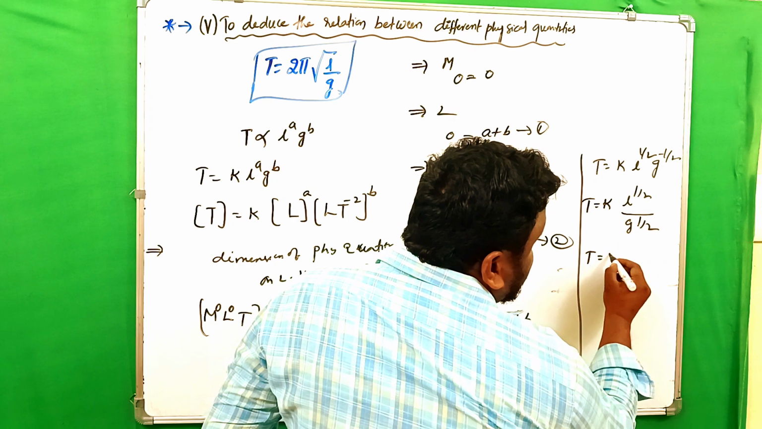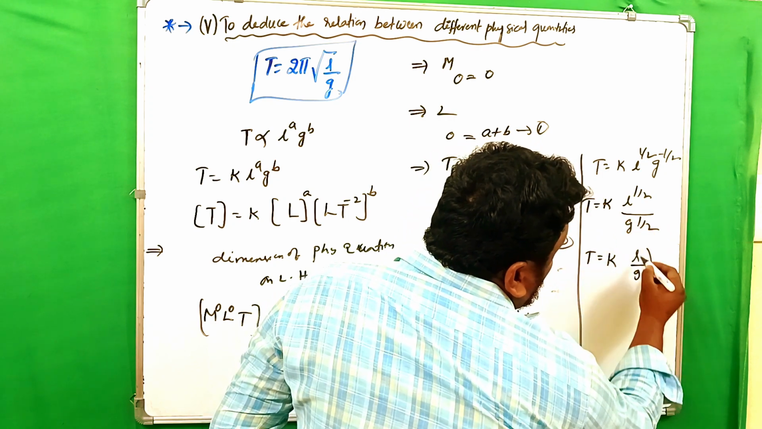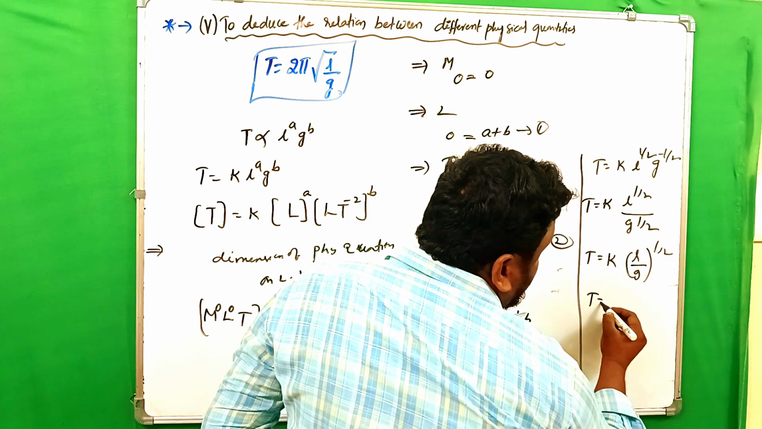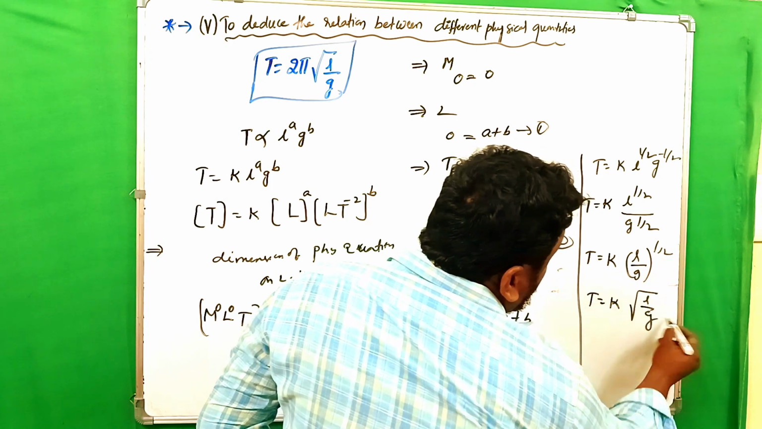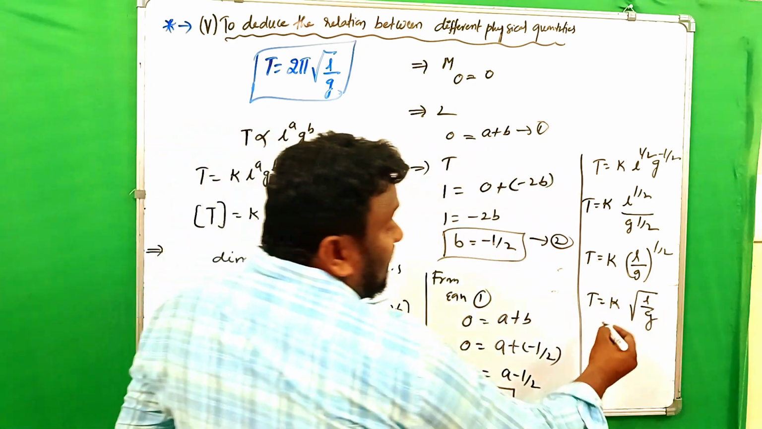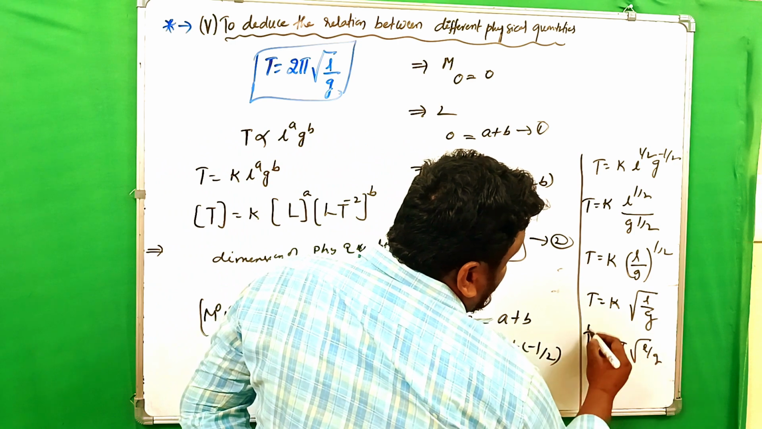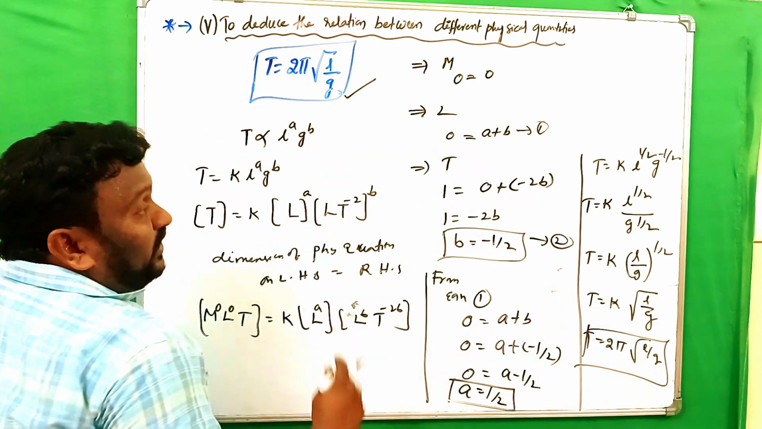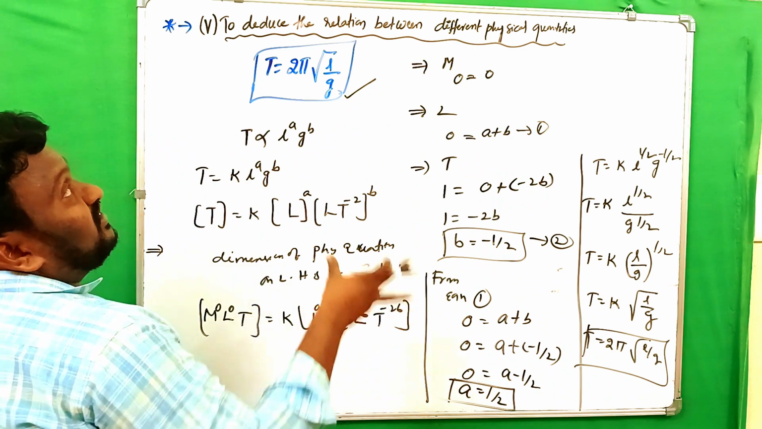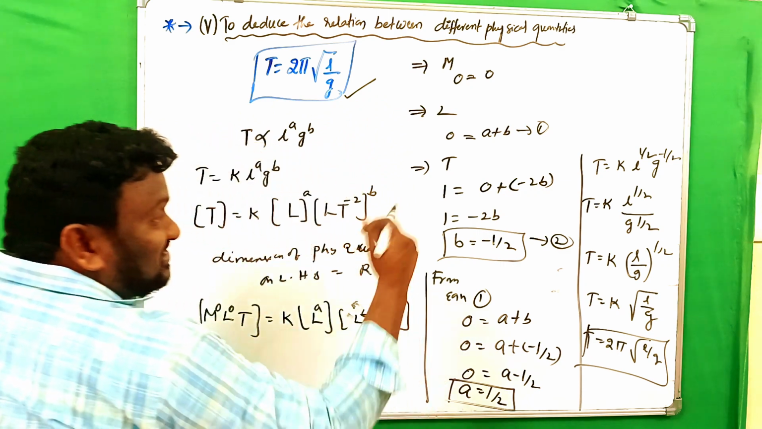We can write T is equal to k into (L by g) whole to the power of 1 by 2. Then T is equal to k into the square root of L by g, and this k value is 2 pi. Then what we get? Almost the same relation. So in this way we will derive the relation between different physical quantities. Clear? Let's see another example.